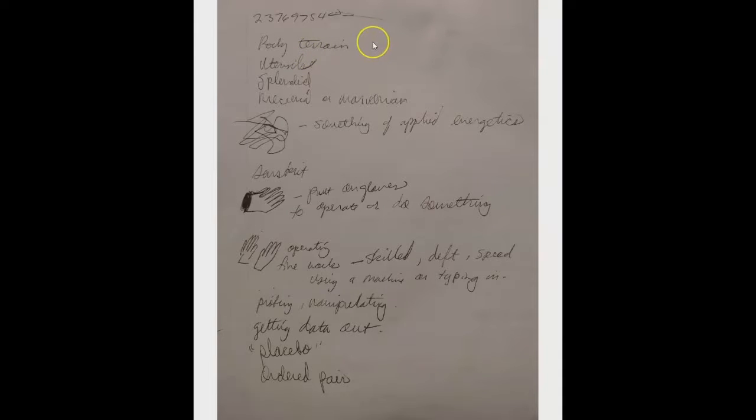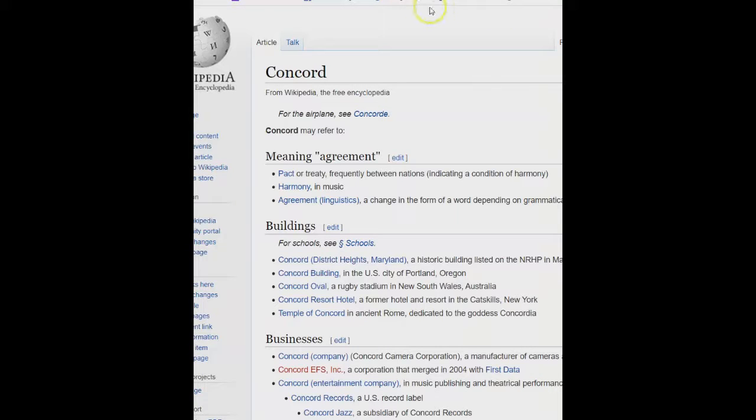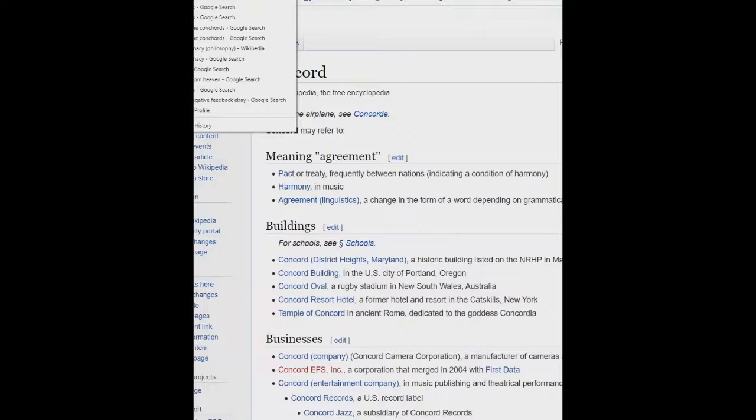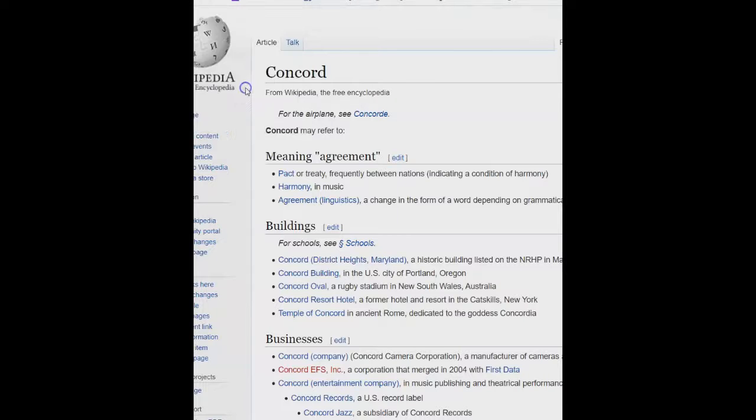Rocky terrain somewhere, just dark rocky terrain, whether it's a planet or asteroid or something. Utensils, not sure. Splendid comes up again 2 or 3 times at least, and we can get to that. Mercurial. Markovian. Okay, so that is interesting, and let me read that off. Let's go to Markovian.